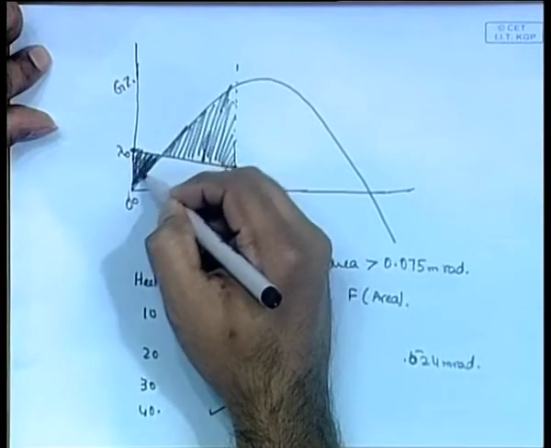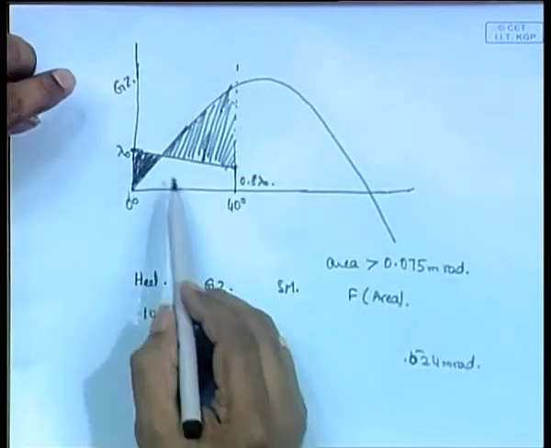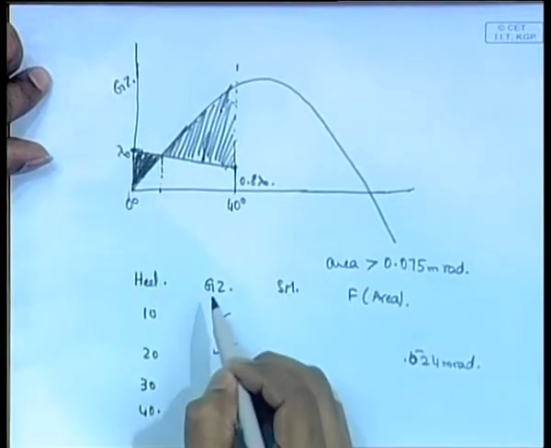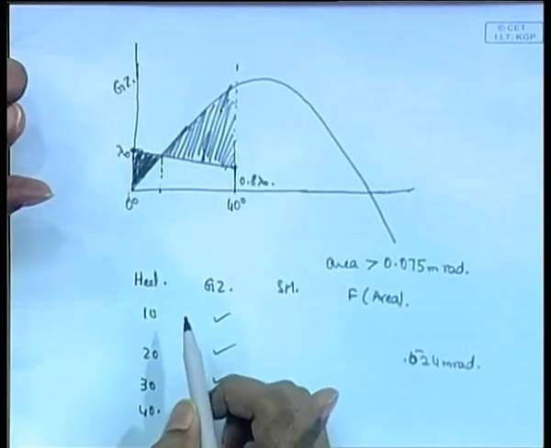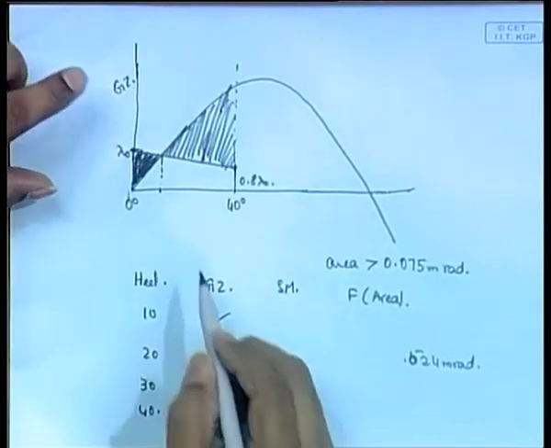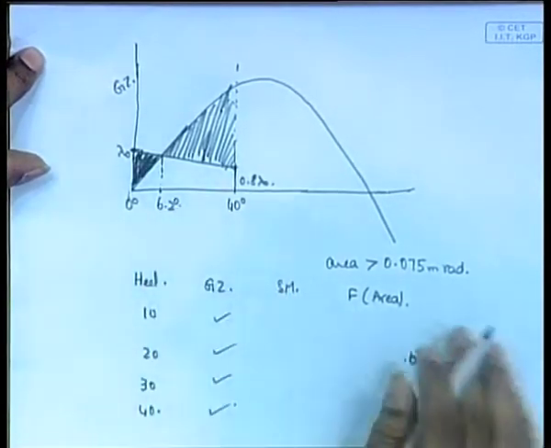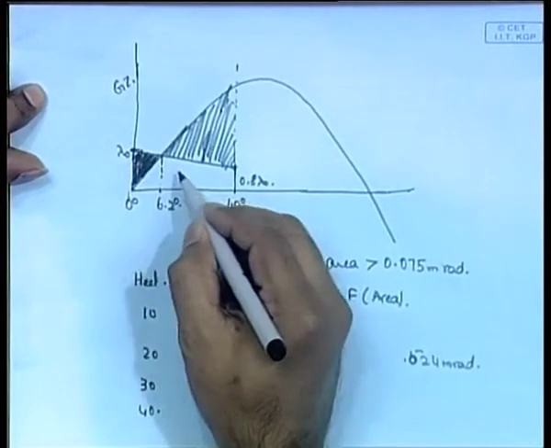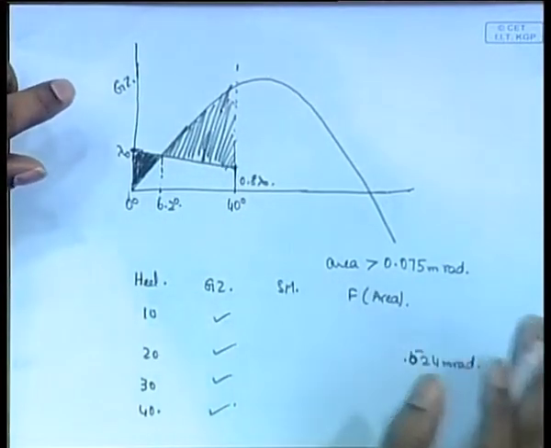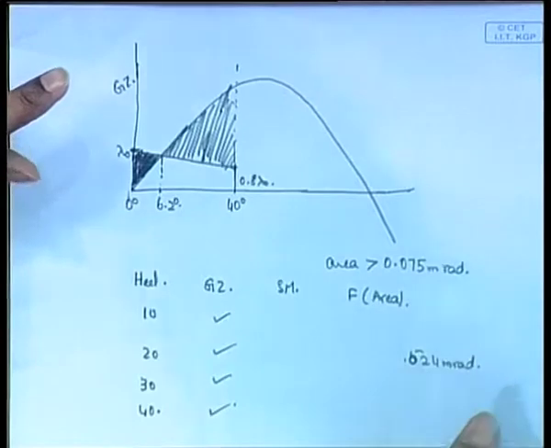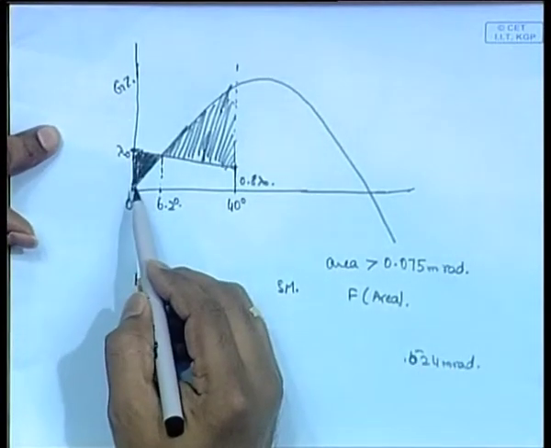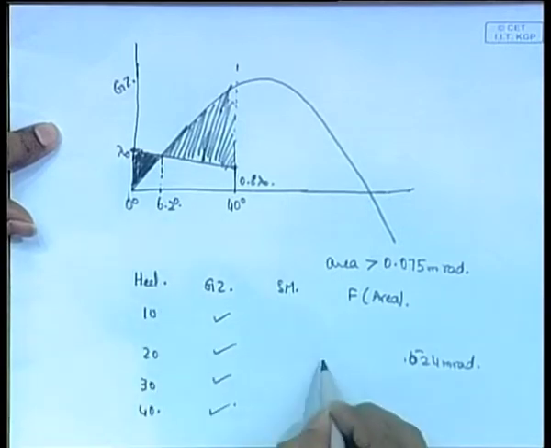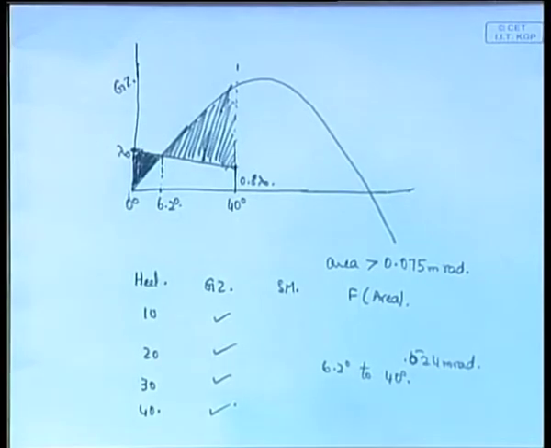Actually, that's one myth. What they have done is, see, what is this point? This will be the point where the heeling arm curve equals the righting arm curve, okay. In this case we have got it as 6.2 degrees. So, the area from that angle up to 40 degrees should be greater than 0.075 meter radians, is the rule. So, this area should not be taken. You have to take the area from 6.2 degrees to 40 degrees. It is not the whole area, that is the rule.